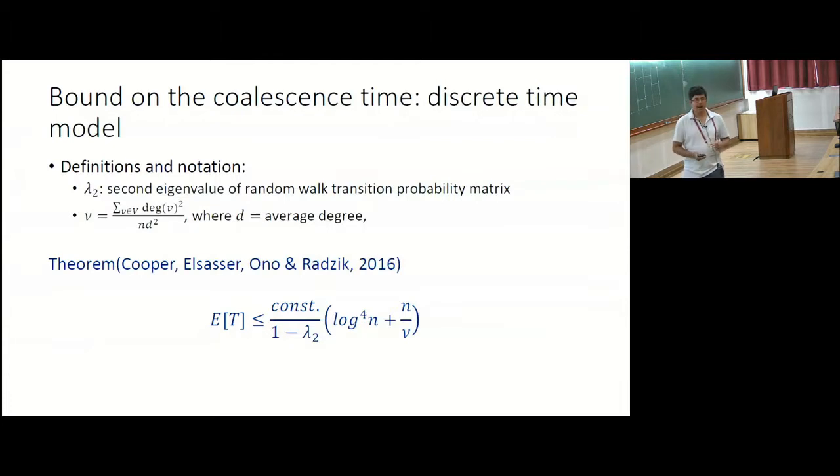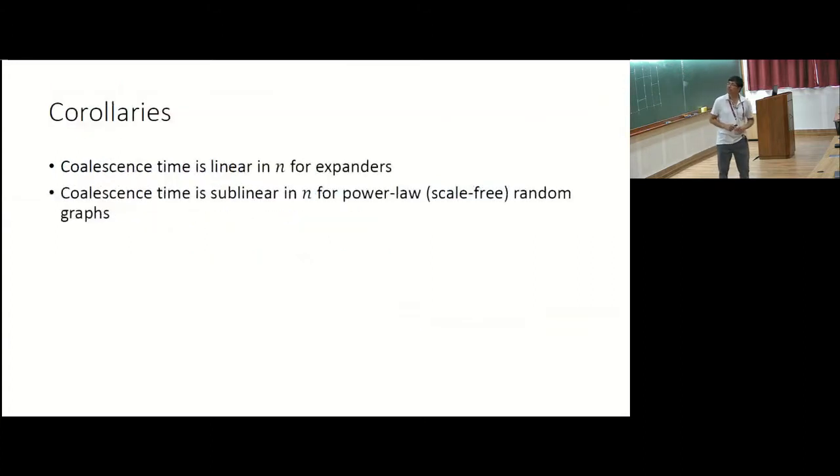Yeah, he had the maximum hitting time of any vertex from any other. I think that was his bound. Yeah. Okay, so let me say a little bit about their proof. Okay, so corollaries, yeah, it's linear in n for expanders, and it's sublinear for some scale-free random graphs.